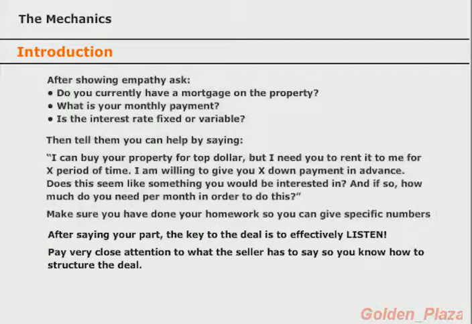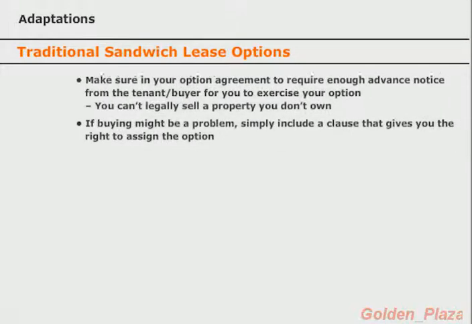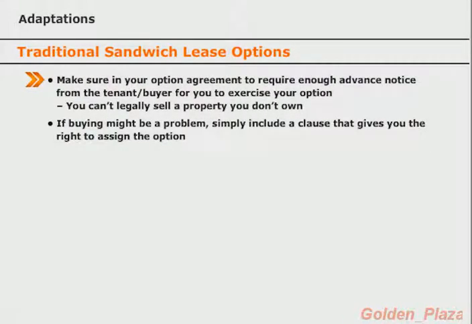With a traditional sandwich lease option, after the agreements have been signed, you sort of sit back and collect profit while waiting for the tenant buyer to exercise their option. As part of the option agreement, you need to make sure that your tenant buyer lets you know of their intent to exercise their option with enough time for you to exercise the option you have with the original seller. You need to do this because, as you recall, you can't legally sell a property you don't own. You can arrange everything for the sale, but you can't actually sell a property unless you own it.